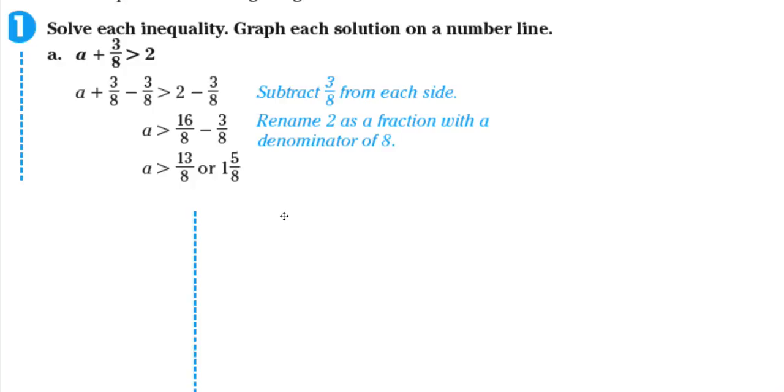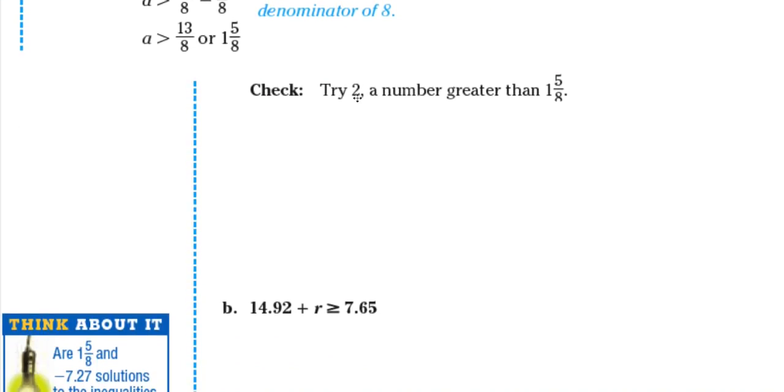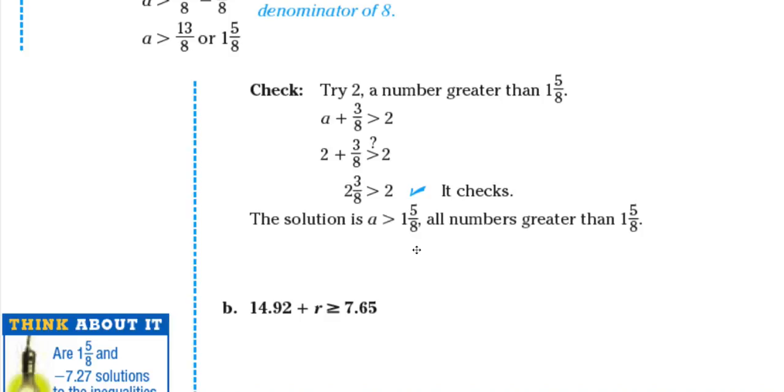or 1 5/8. If we want to check our inequality to see if the solution is right, we try 2, because 2 is a number greater than 1 5/8. You can try any number, 3, 4, 5, even 100, as long as it is greater than 1 5/8. In this case, we just tried 2. So a plus 3/8 is greater than 2. We substitute the value 2 for a. So 2 3/8 is greater than 2. It checks out. The solution is a greater than 1 5/8, for all numbers greater than 1 and 5/8. If you want to graph this inequality, remember that it is a greater than symbol, so that's an open dot. And since it's pointing away from the variable, it goes to the right.